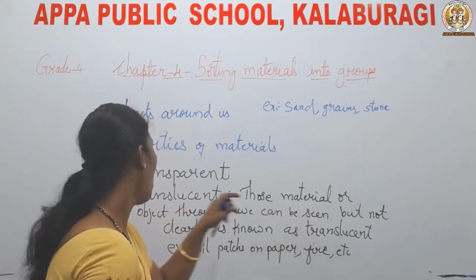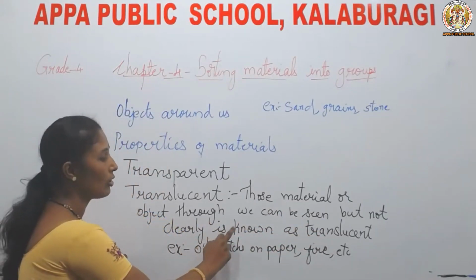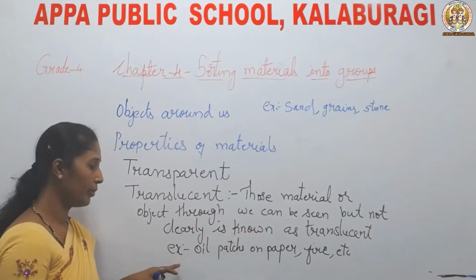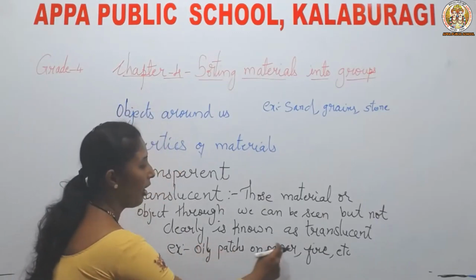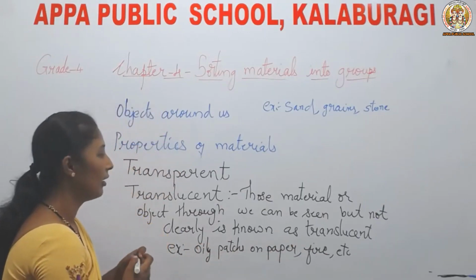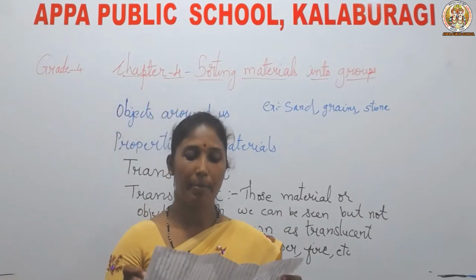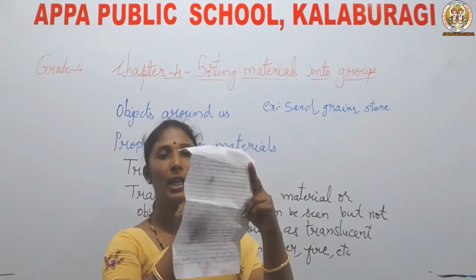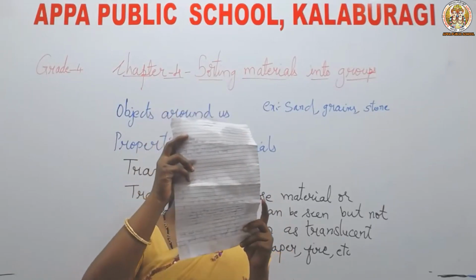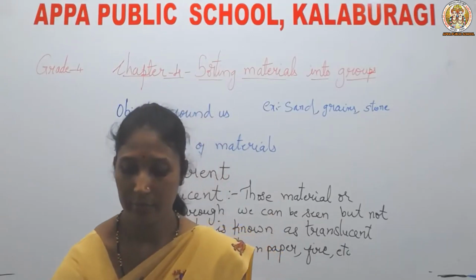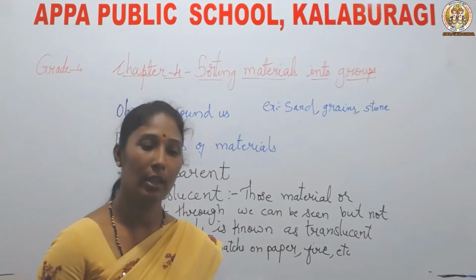Those materials or objects through which we can see but not clearly are known as translucent objects. Example: oily patches on paper or fire. Yes, it is a paper. In that paper we have oily patches. Through this oily paper we can see the object but not clearly. So such materials are known as translucent objects.